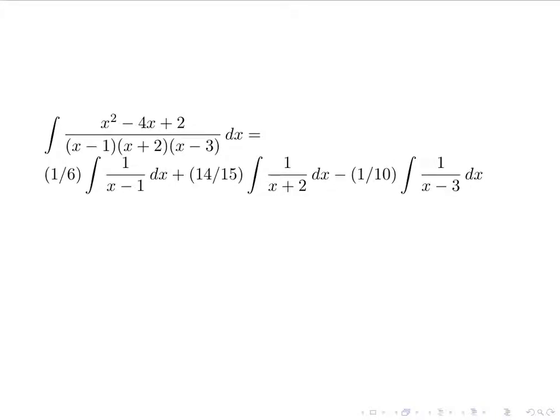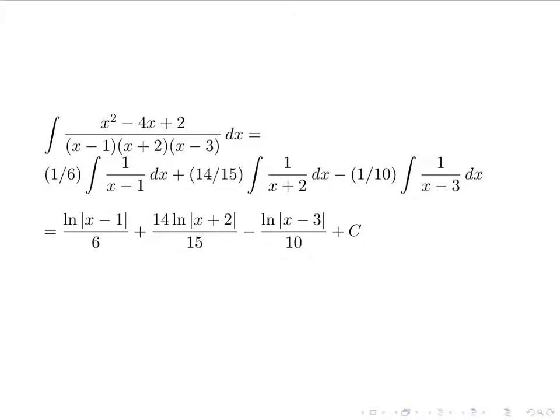So again, I'm going to rewrite it by plugging in my a, b, and c, and then I'm going to take them outside of the integrals. So I have 1/6 times the integral of 1 over x minus 1 dx plus 14 over 15 times the integral of 1 over x plus 2 dx minus 1 over 10 times the integral of 1 over x minus 3 dx. Again, when I do my u substitution, my coefficients of x are all 1. So my du will be dx, and again, there isn't an extra coefficient that I have to worry about.